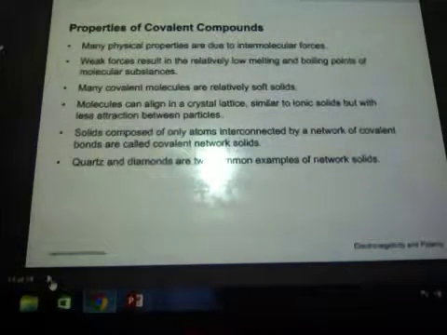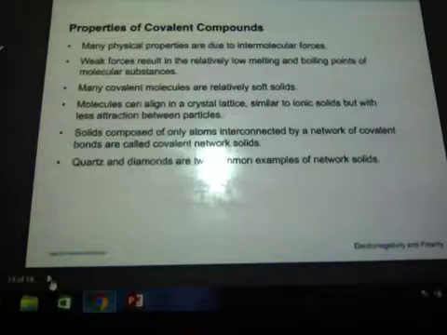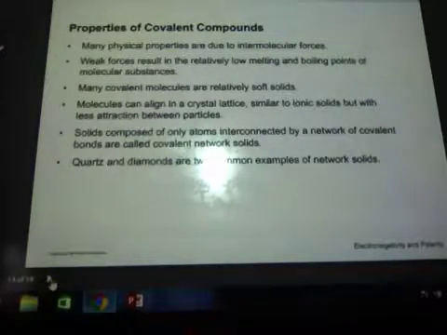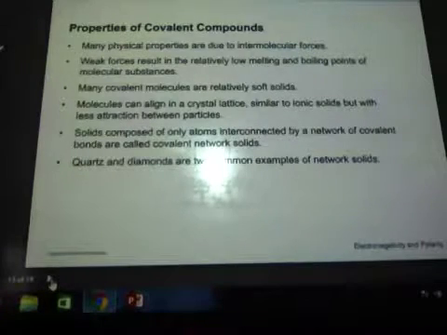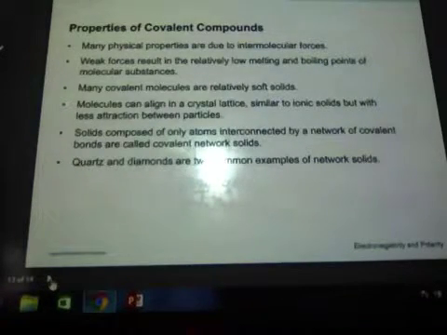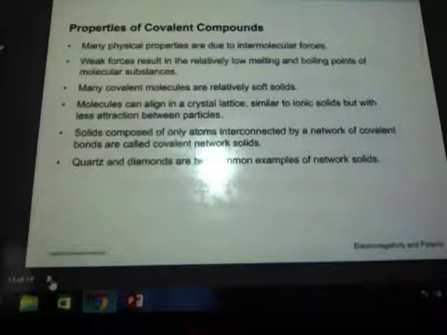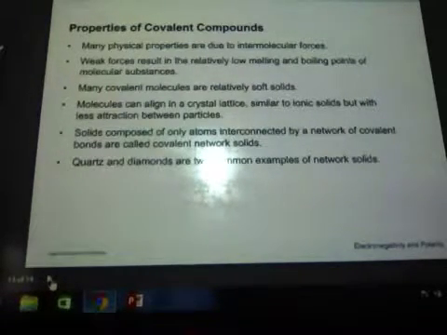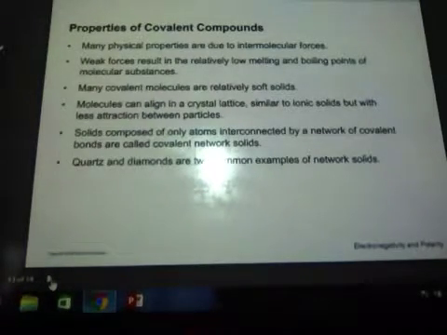So quartz and diamonds are exceptions to the rule. They're a network solid. They're still covalent. Their structure is just very, very netted, for a lack of a better term. There's lots of bonds between them, and that makes them a stronger molecule.